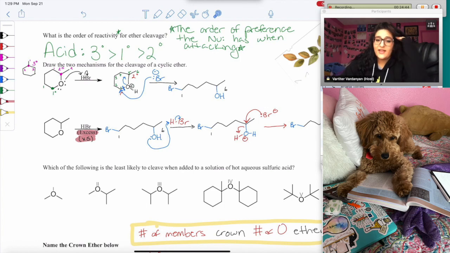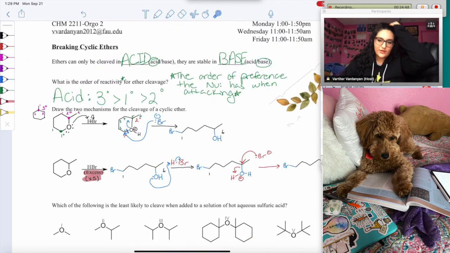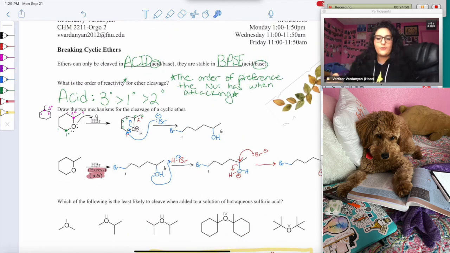I know we did more reaction mechanisms, and Orgo 1 has scarred you for life, so you probably hate reaction mechanisms. But I promise, in Orgo 2, they're not that bad. Ask me any questions in the chat. I'm going to spend a minute letting you look at this and ask questions.